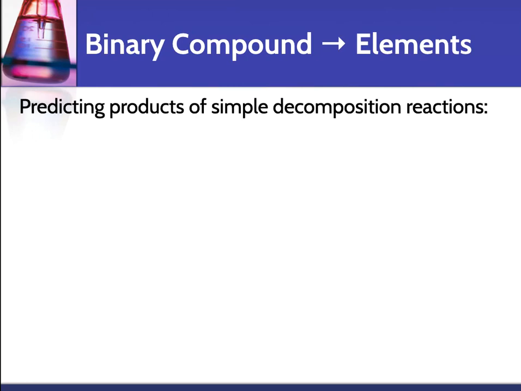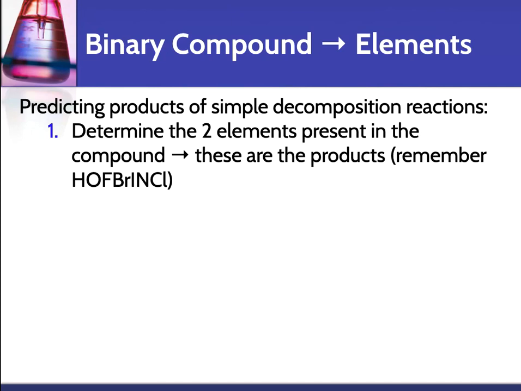So how do we predict products of simple decomposition reactions when you're given a binary compound and it's breaking down into its elements? First, you're going to determine which 2 elements are present in the compound, and those are going to be your products. Remember that the majority of elements are monoatomic. However, you have to remember the Hofbrinkel elements, which are diatomic. Then you're going to balance the equation.